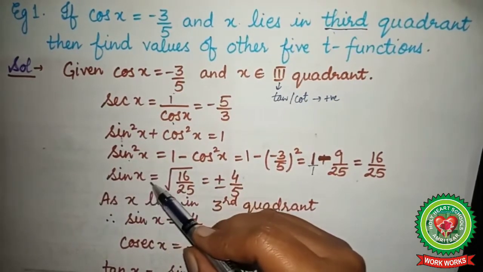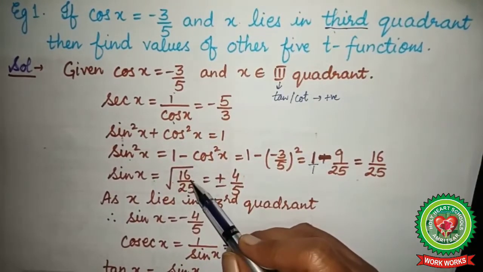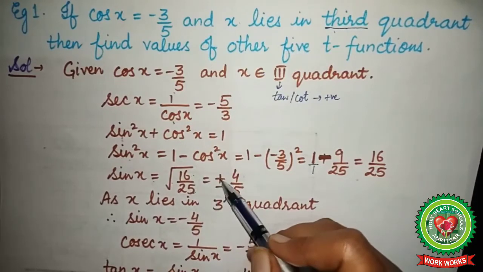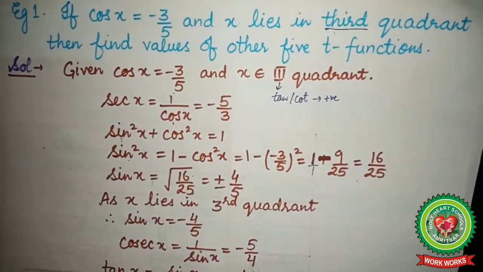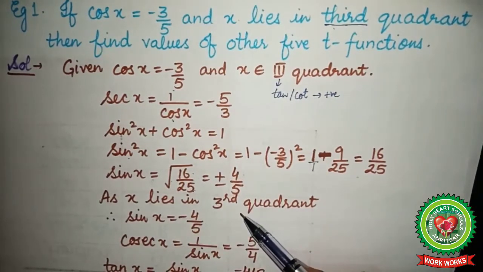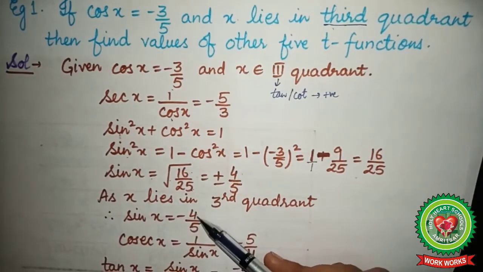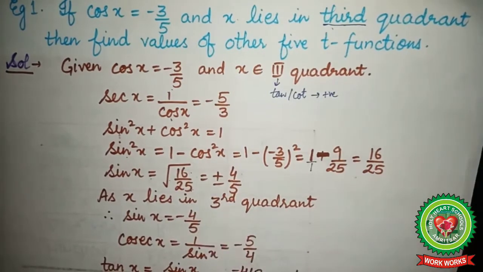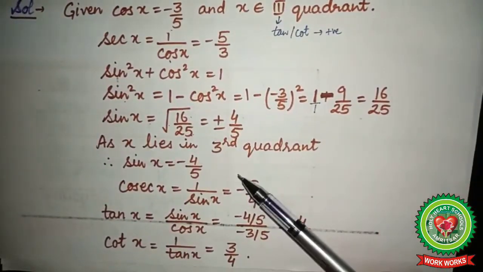Now sin x is equal to the square root of 16 upon 25. So when you solve it you will get two values, plus minus 4 upon 5. Now we have to reject one value. It depends upon the quadrant. Now as x lies in the third quadrant, sin can't be positive. So the value of sin x is negative, minus 4 upon 5. Next is cosecant x. That is the reciprocal of sine.